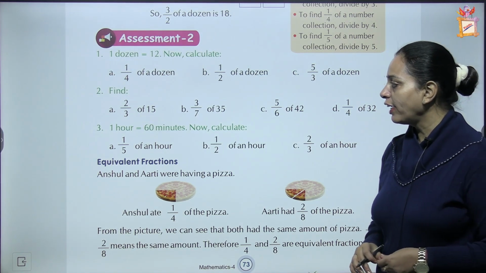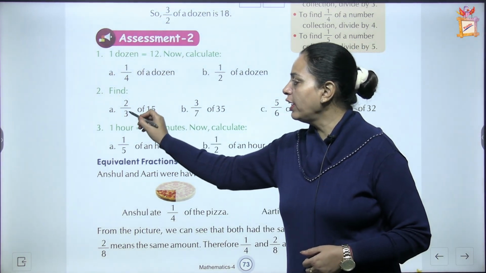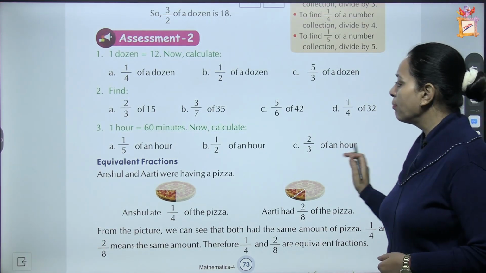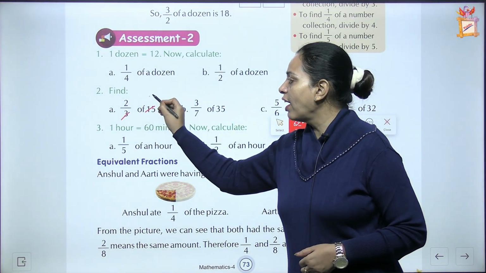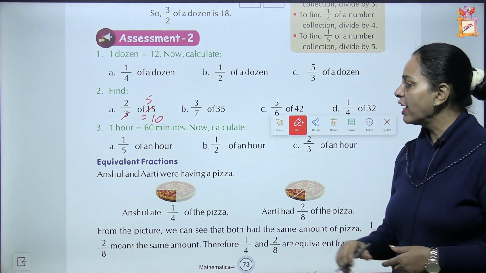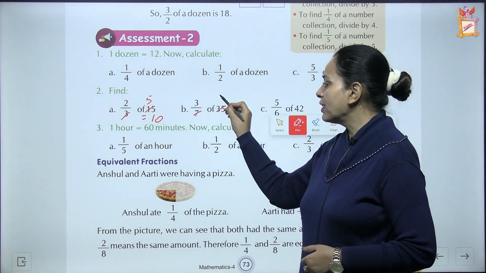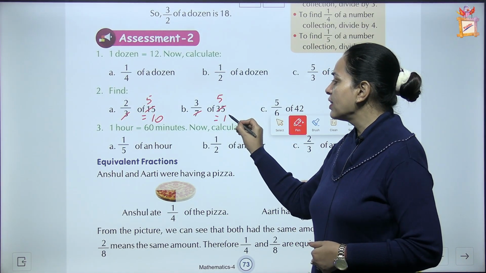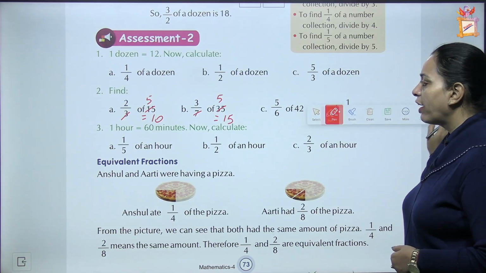The second question, find A part 2 by 3 of 15. तो हम क्या करेंगे? Cancel कर देंगे. If we can cancel the numbers, like 3 5s are 15. So 5 multiply 2, this is 10. 3 by 7 of 35. Of means multiply. So 7 5s are 35. 5 multiply 3, this is 15. Similarly, you can try remaining parts.